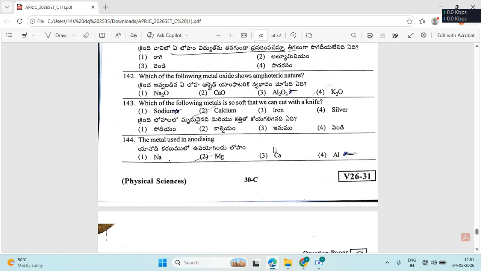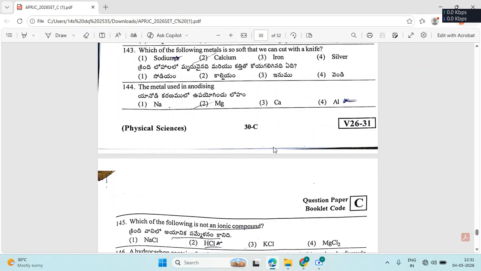Which of the following metals is so soft that we can cut it with a knife? Sodium, calcium, iron, silver. The correct option is 1 and the answer is sodium. The metal used in anodizing: Na, Mg, Ca, Al. The correct option is 4 and the answer is Al.